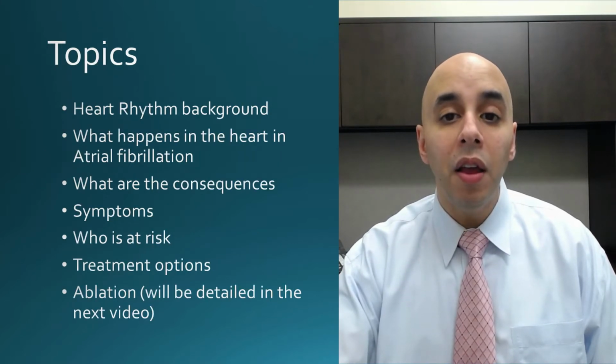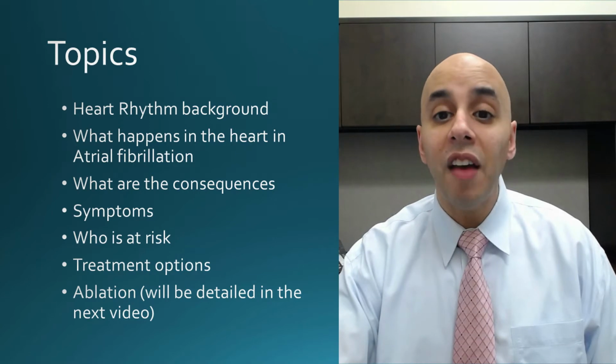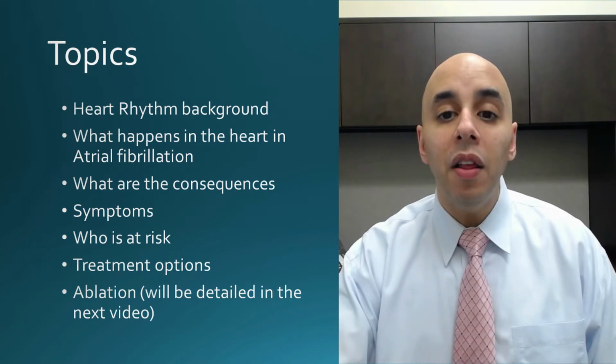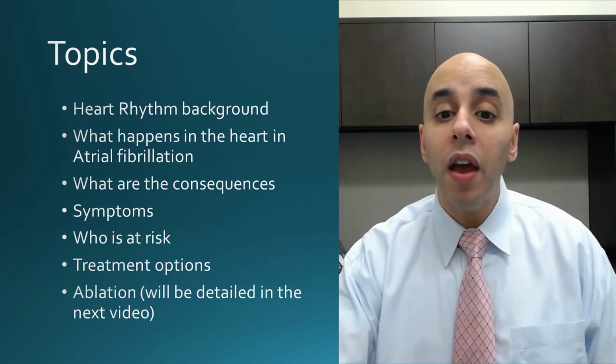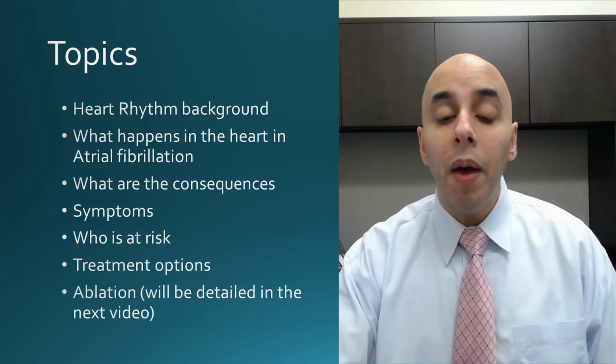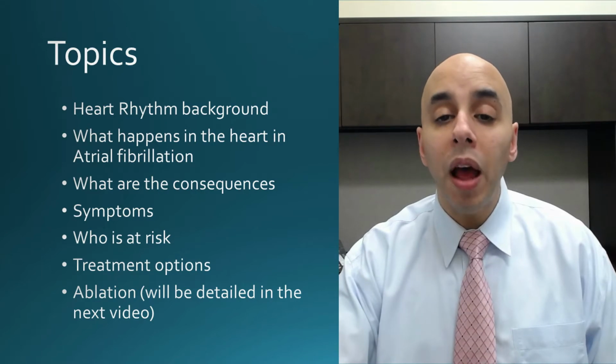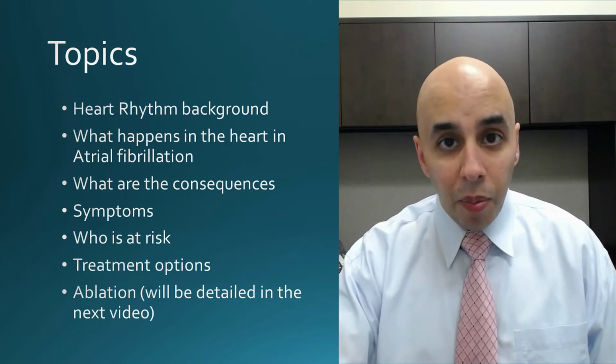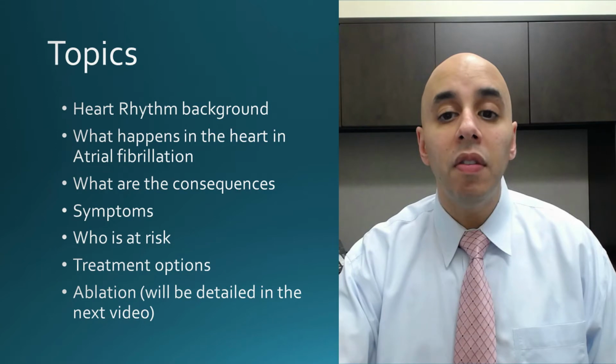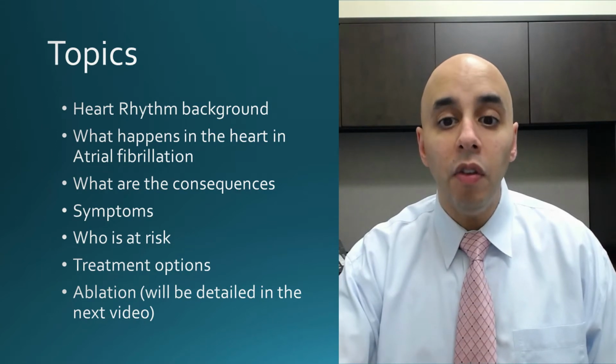We will talk about this arrhythmia, which originates at the top part of the heart, and we'll talk about the symptoms it can cause, the consequences involved, and the different treatments. We'll talk about who's at risk for this, and the treatment options. We'll mention ablation, but that will be discussed separately in a separate video, so look for that.